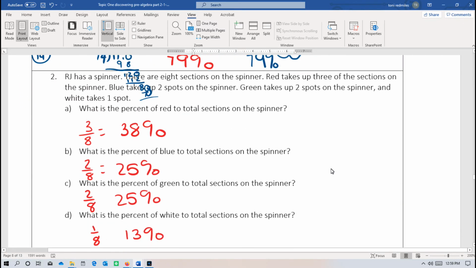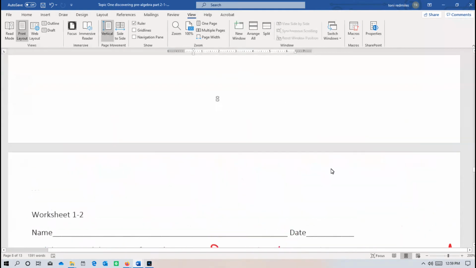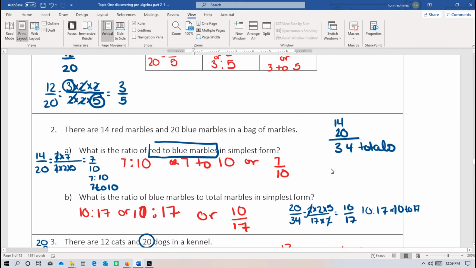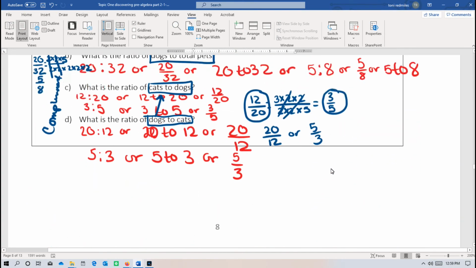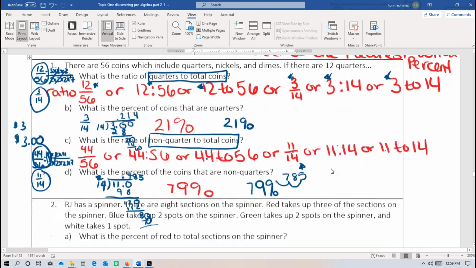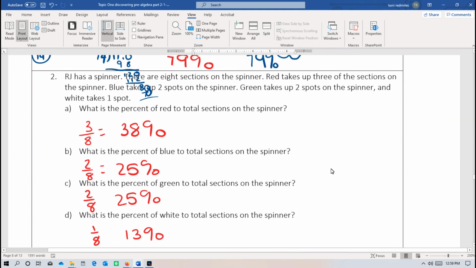RJ has a spinner. There are 8 sections on the spinner. Red takes up 3 sections on the spinner. Blue takes up 2. This is the same as... Oh, I guess it's not the same. I thought we had one like this. All right, and then white takes up 1.